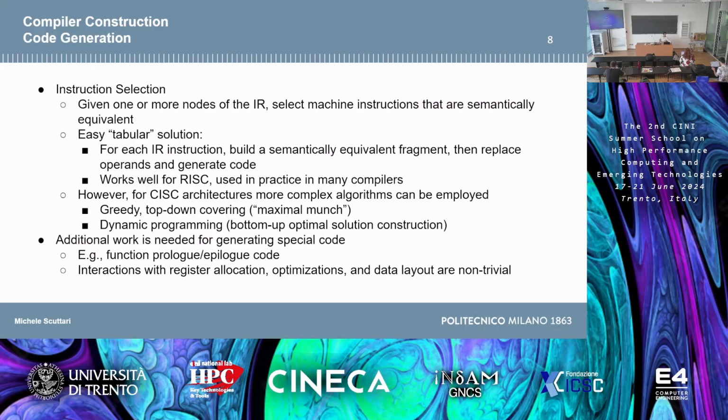Then, once you have allocated your registers, you need to move from the intermediate representation to the actual machine instructions. So this is clearly something that depends on the particular instruction set, and there are several solutions. Okay, the simple one is the one that is used for most RISC machines. RISC machines are characterized by having very simple instructions. So the semantics of each instruction is very simple.